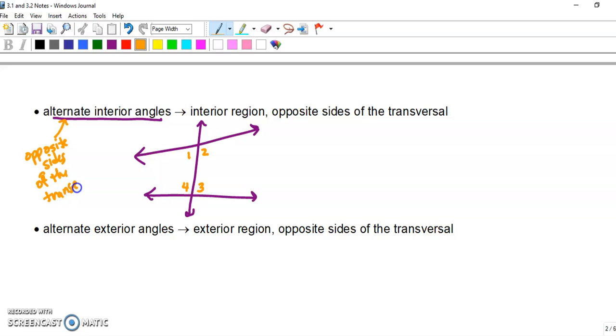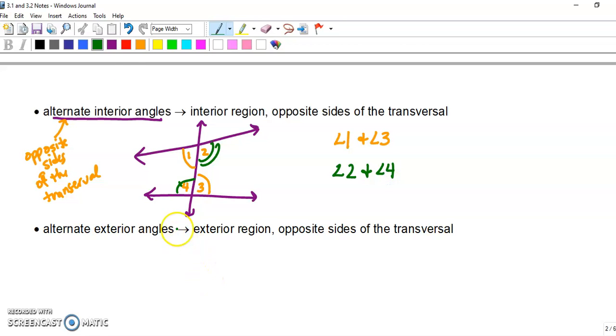So alternate interior would be angle 1 and angle 3. One's on one side of the transversal, one's on the other. Your eye's comparing one angle from each intersection, one of these with one of these. And also angle 2 is an alternate interior with angle 4. So they're pairs of angles.